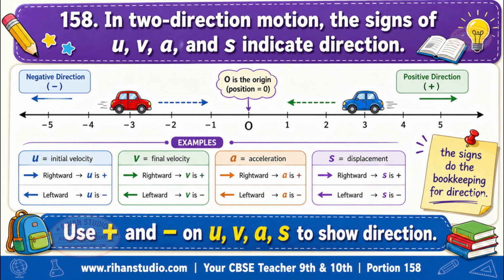In two-direction motion, the signs of u, v, a, and s indicate direction. When the motion involves both directions, use plus and minus signs on u, v, a, and s to show direction. The signs do the bookkeeping for you.